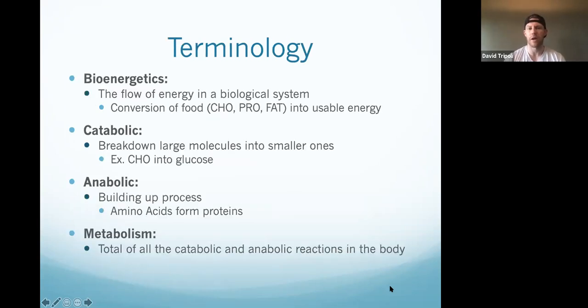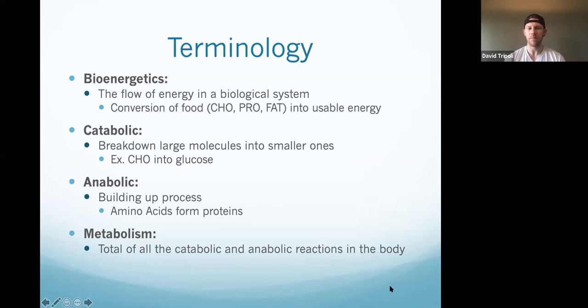So some terminology, again, bioenergetics. The flow of energy in a biological system. So essentially, what is that? It's the conversion of our food, so carbohydrates, proteins, and fats, into usable energy. So that's essentially why we eat. We need to provide ourselves with the ability to produce energy, and the macronutrients, so the nutrition, allows us to do that.